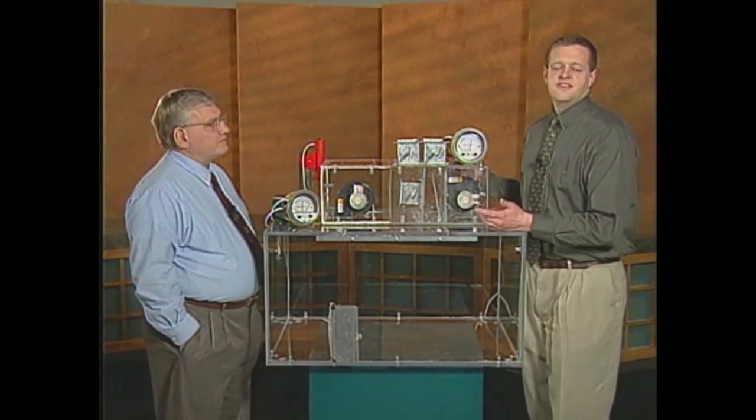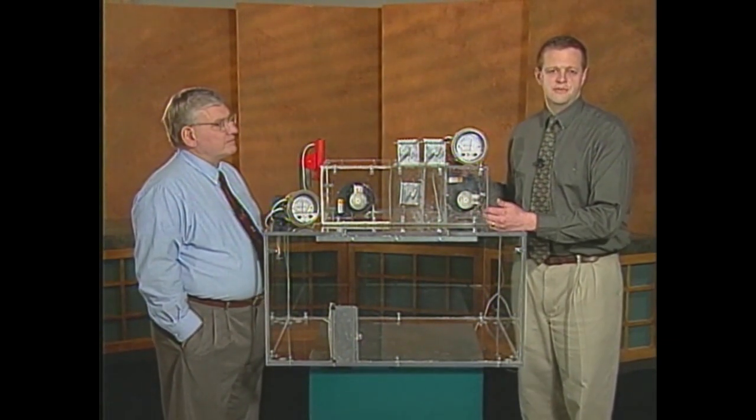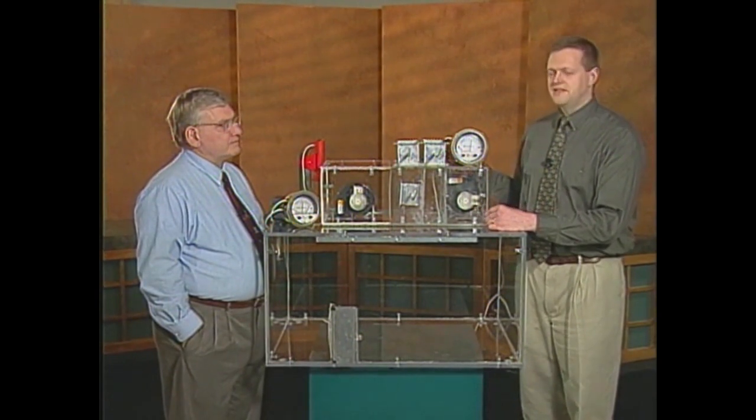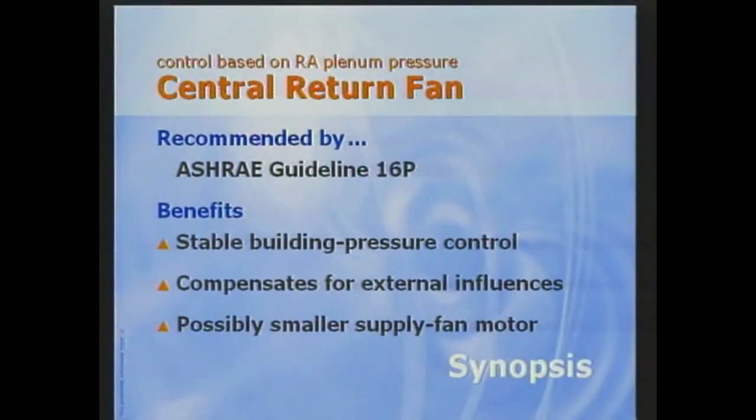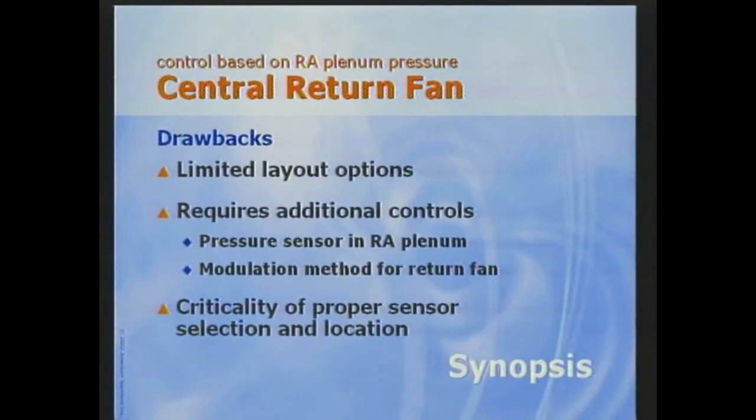John? Yeah, this control method can provide stable control of building pressure in a return fan system. In fact, this method of modulating the relief damper to maintain building pressure and modulating the return fan to maintain the return air plenum pressure is recommended by ASHRAE guideline 16P. In some cases, the supply fan can be smaller than in a system with a central relief fan. However, layout options are somewhat limited, as the return fan must be located between the nearest space and the air handler. Also, controlling the fan based on return air plenum pressure requires a pressure sensor in that plenum and a method for modulating the capacity of the return fan.